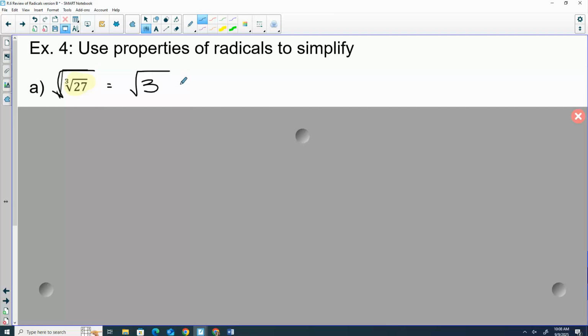Can we do the square root of 3? No. Do any perfect squares go into it? No. So that's our answer, square root of 3. Just, if you have multiple radicals, you start on the inside, work your way out.